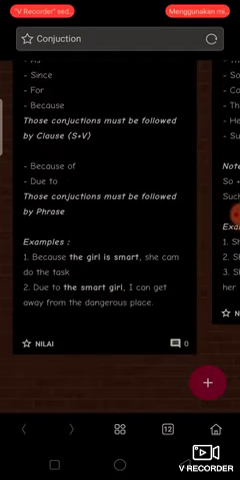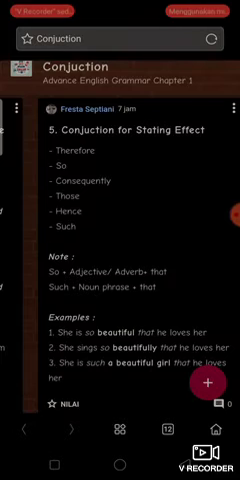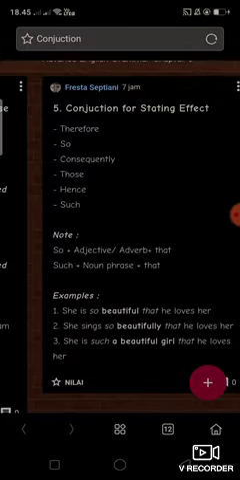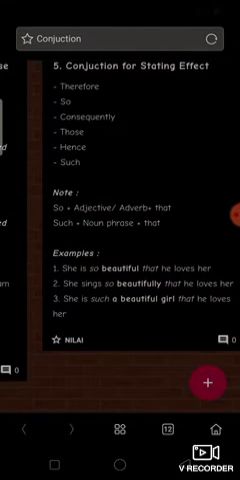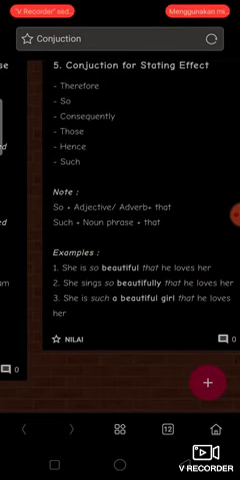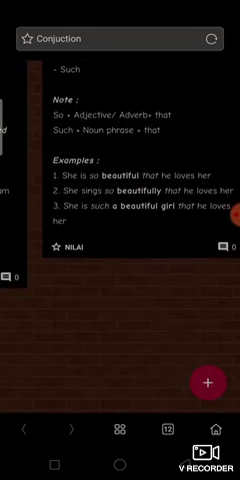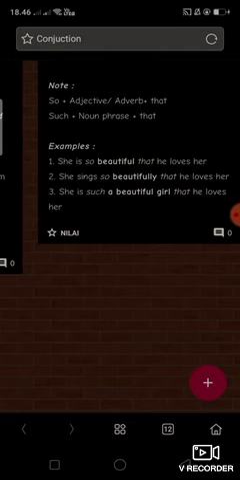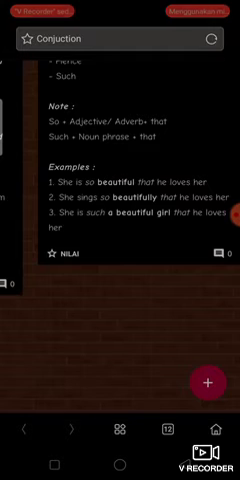Okay, the next point, or the last point, is conjunction for stating effect. There are therefore, so, consequently, thus, hence, and such. Then so is followed by an adjective or adverb, and such is followed by a noun phrase plus that. For example: she is so beautiful that he loves her. The second one: she sings so beautifully that he loves her. And the third one: she is such a beautiful girl that he loves her.